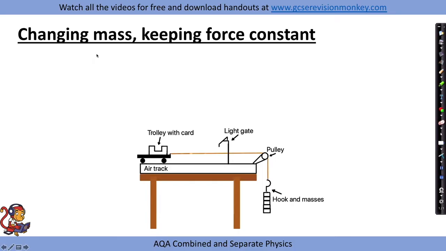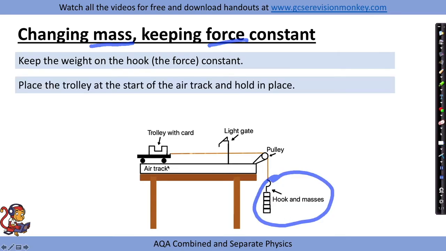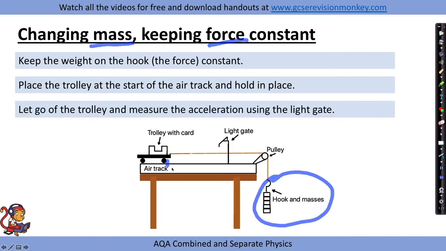So let's first look at the practical whereby we change the mass of the system but keep the force constant. In this practical, we are going to keep the weight on the hook, the force which we're applying over here, constant, so we're not going to change anything about this part of the system. We'll place the trolley at the start of the air track, and we must make sure we've got the same starting position each time. So this is going to be a control variable, the same starting position. We then let go of the trolley and measure the acceleration using the light gate, and that will give us our first reading.